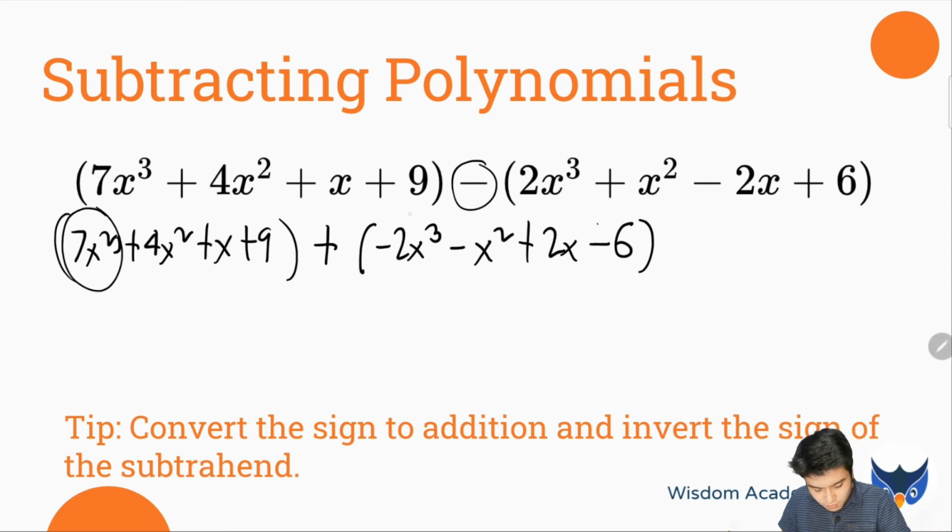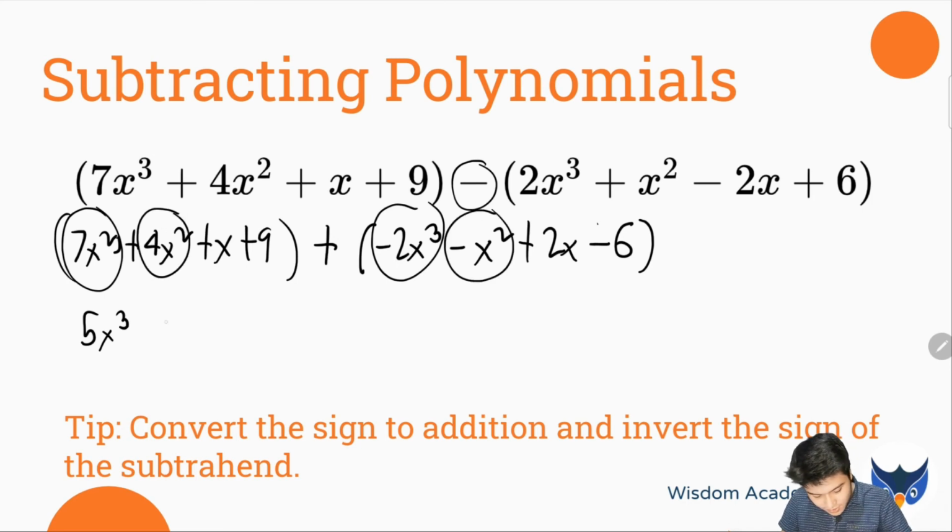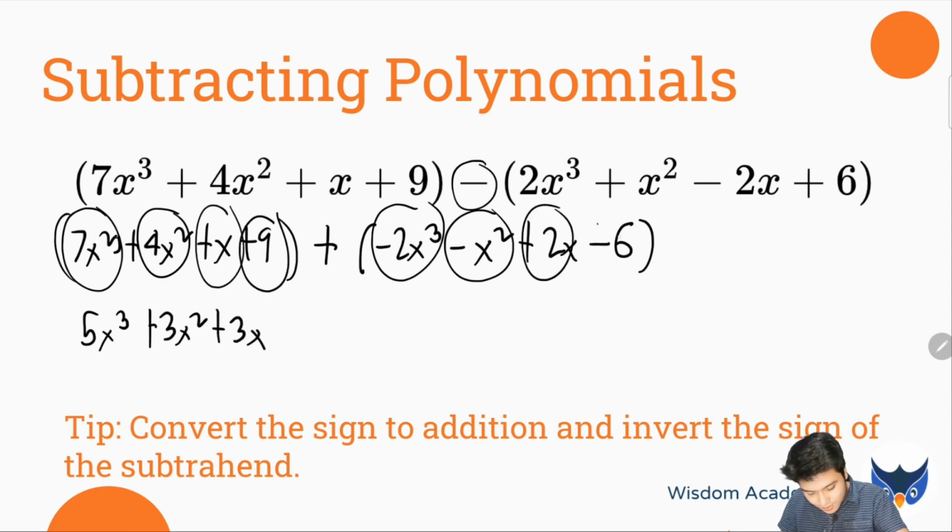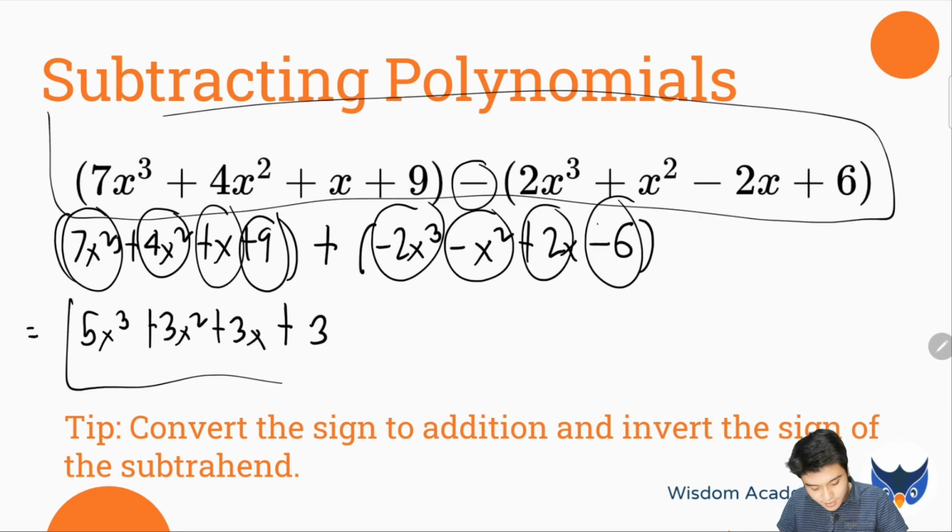So, 7x cubed minus 2x cubed, you would get 5x cubed. And then si 4x squared minus x squared, ito, you would get 3x squared. And then si x and 2x, you would get 3x. And then si 9 minus 6, you would get plus 3. So, ganun lang, no? So, na-simplify na natin itong mahabang term na to, naging ganito na lang siya.